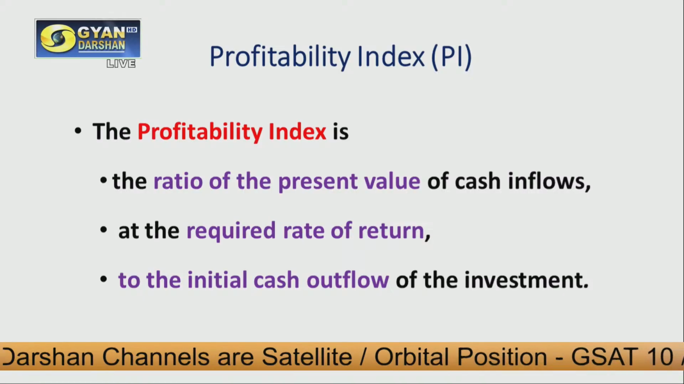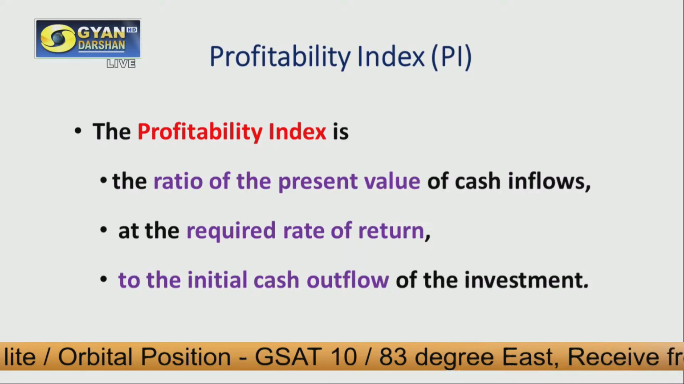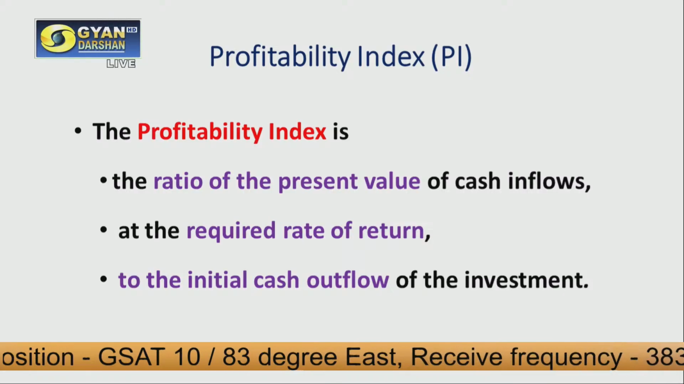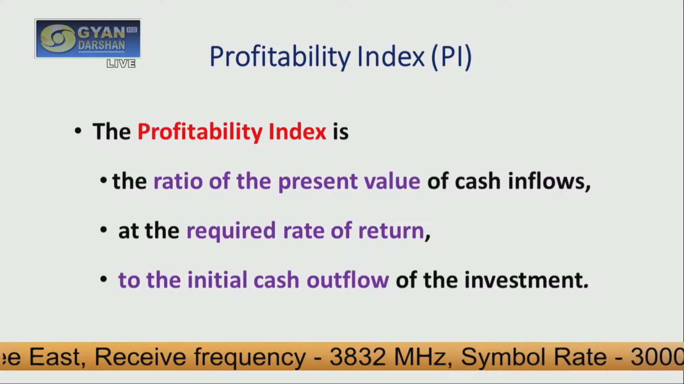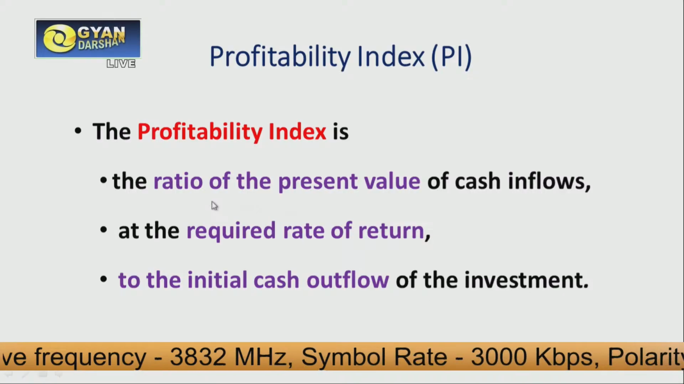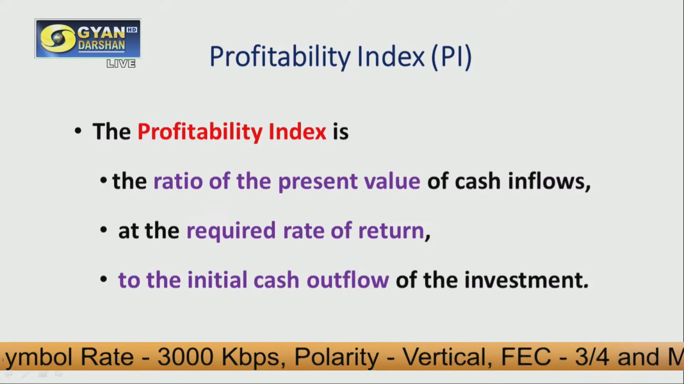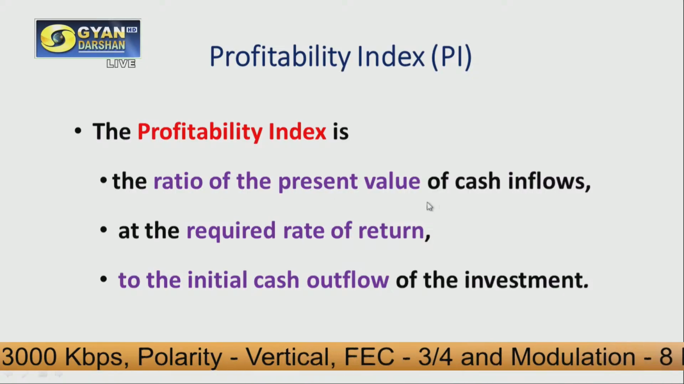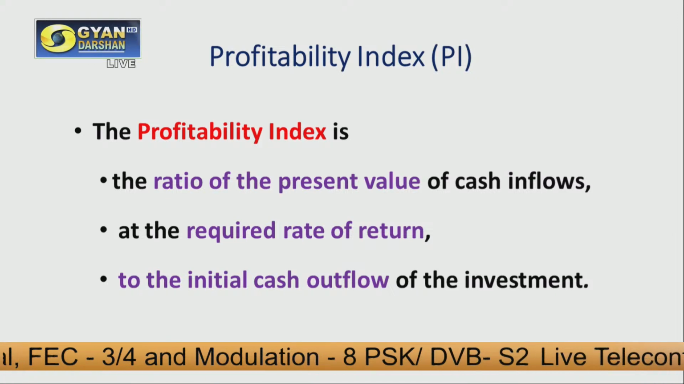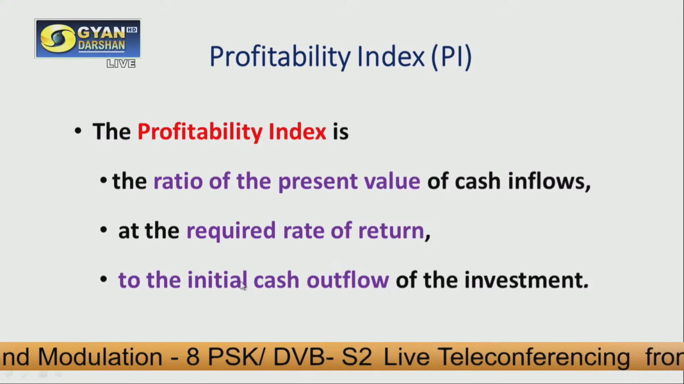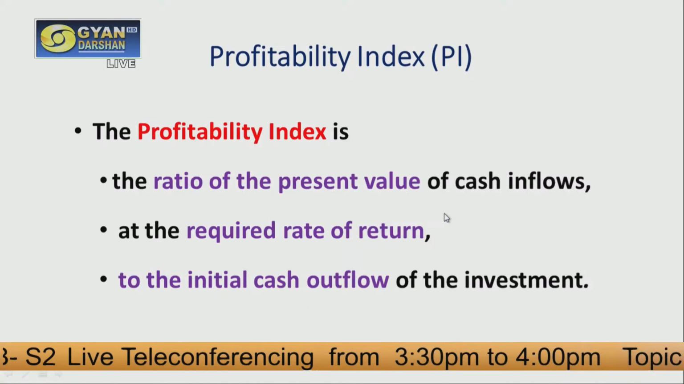Ratio between what? It is the ratio between the present value of cash inflows at some required rate of return to the initial cash outflow of the investment. Again, you can clearly relate this with NPV. Under NPV also, we need to calculate present value of cash inflows. In this case also, we need present value of cash inflows. When we are doing calculation for NPV, what we do? We deduct present value of cash outflow from present value of cash inflow.